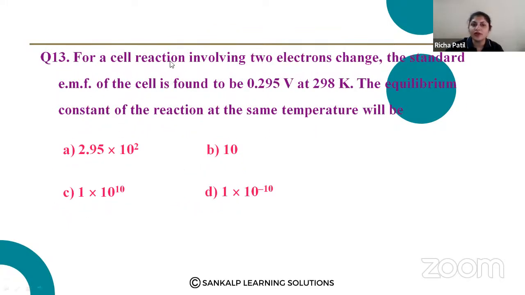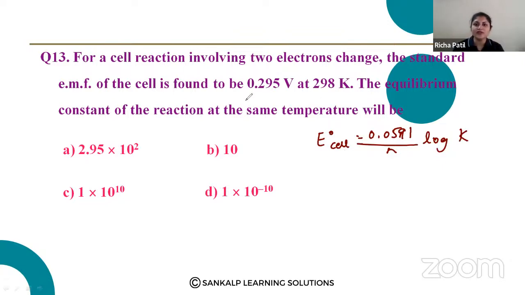One more. For a cell reaction involving two electrons change, the standard EMF of the cell is found to be 0.295 volts at 298 Kelvin. The equilibrium constant of the reaction at the same temperature will be. So here E naught of cell is equal to 0.0591 divided by n into log of K. We have to find the equilibrium constant of the reaction.